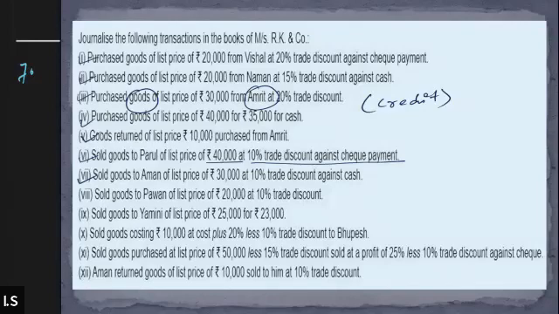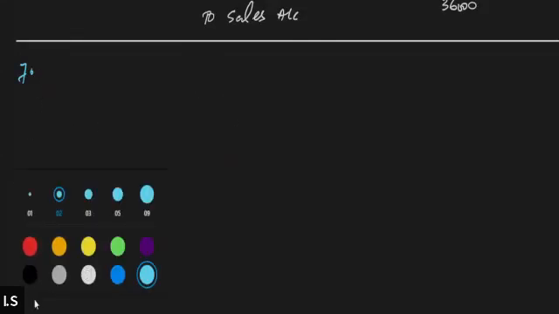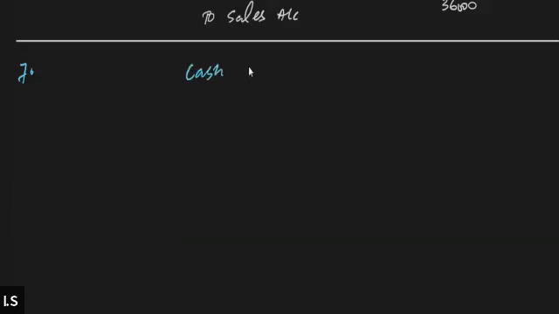Anybody going to tell me the answer? So cash account debit to sales account. That's right. Perfect. Very good. And the value will be? 27,000. Correct.